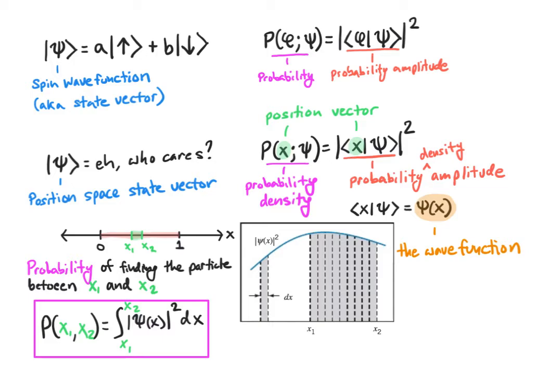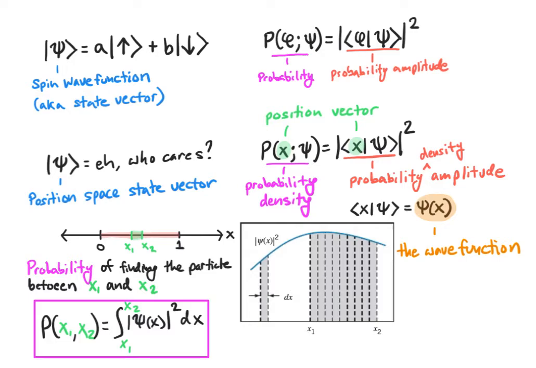I want to emphasize that this is really not anything particularly new. This is simply a difference between how we treated spin and how we have to treat position, because spin is a discrete quantity with a finite number of values, whereas position has an infinite number of values within a given set of basis vectors.